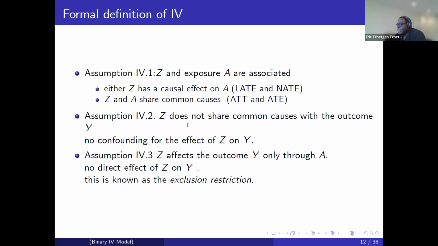Assumption IV2 is that Z does not share common causes with the outcome. There's no unmeasured confounding of the effect of the IV on the outcome. Assumption IV3 is that Z affects the outcome only through A. There is no direct effect of Z on Y other than through A. This is known as the exclusion restriction, and I'll refer to it as such.